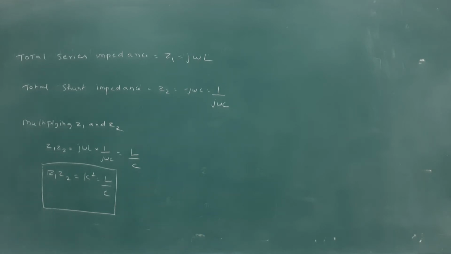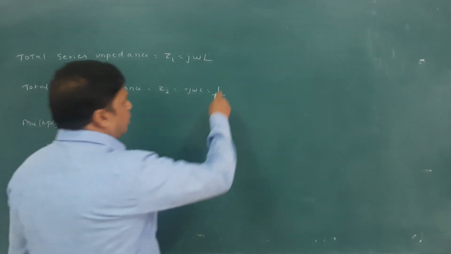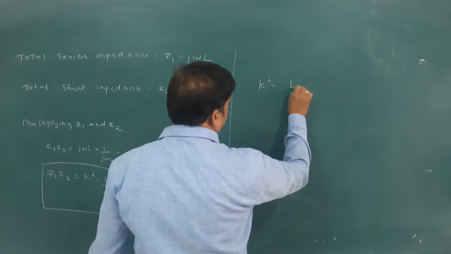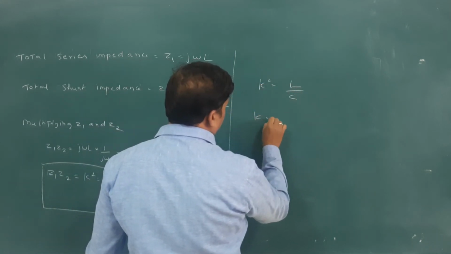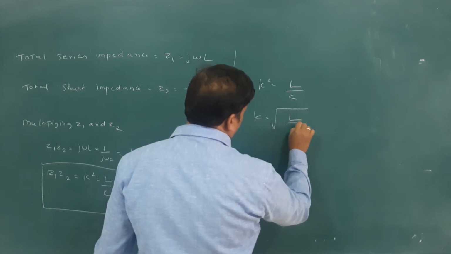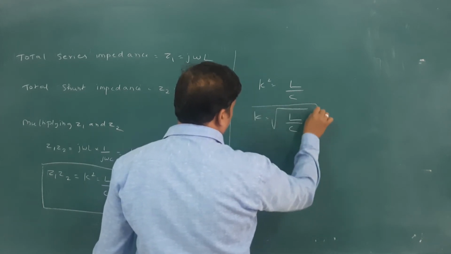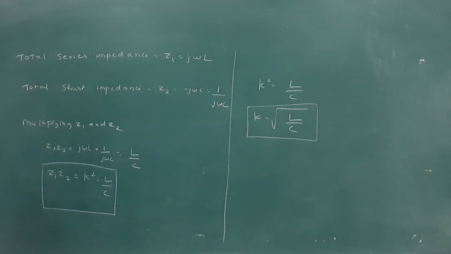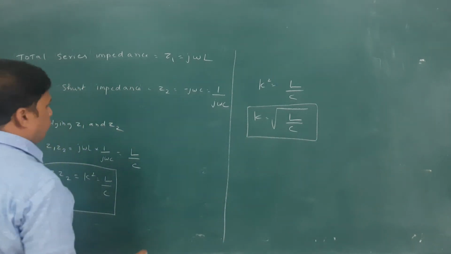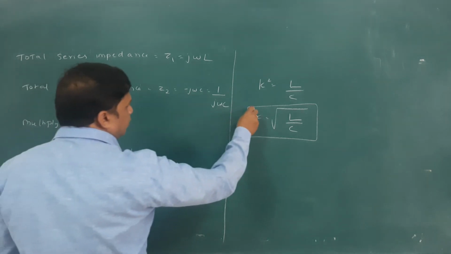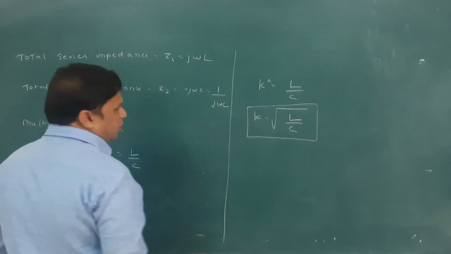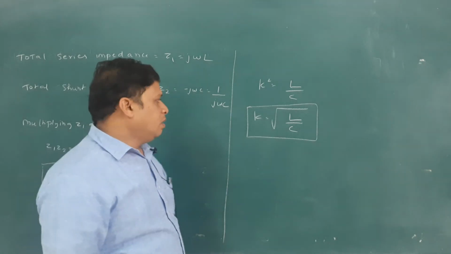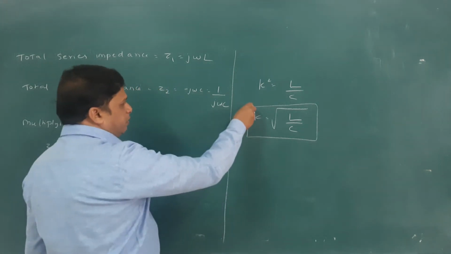So K square is equal to L by C, or K is equal to root of L by C. So here K is equal to root of L by C is the value of K, and now we will go for this particular thing, that is we are remembering that value of the characteristic impedance Z0T. From Z0T we will write that expression.